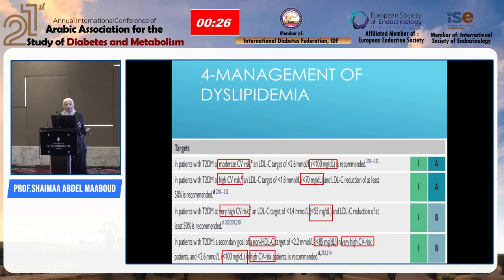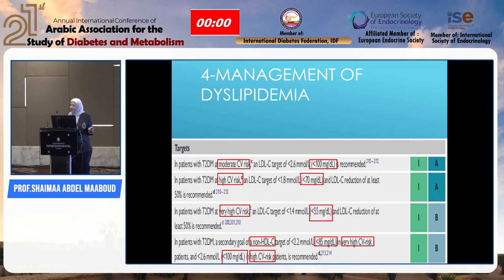So management of dyslipidemia, as a risk factor and risk factor modifier in diabetic patients, is very important. Class 1 indication: LDL, it's very important, three numbers. For moderate cardiovascular risk, the patient should be less than 100 milligram per deciliter LDL cholesterol. A very high risk patient, less than 70 milligram per deciliter. A very high risk patient with cardiovascular event, less than 55 milligram per deciliter, it is a class 1 indication.